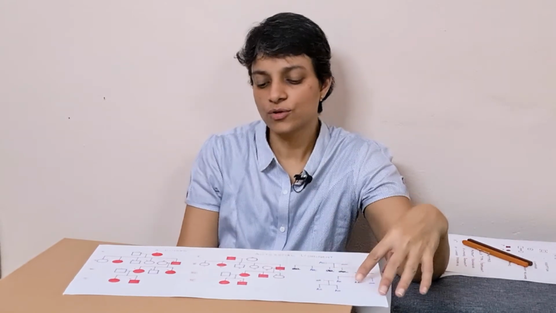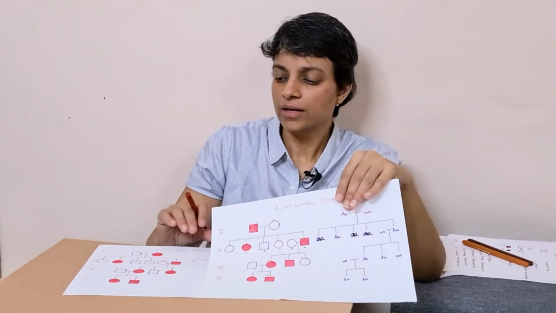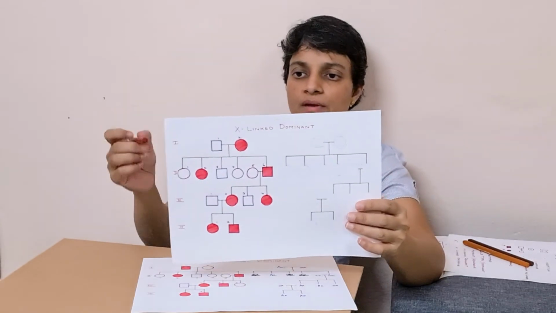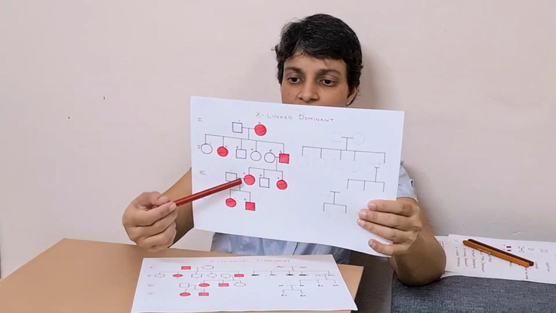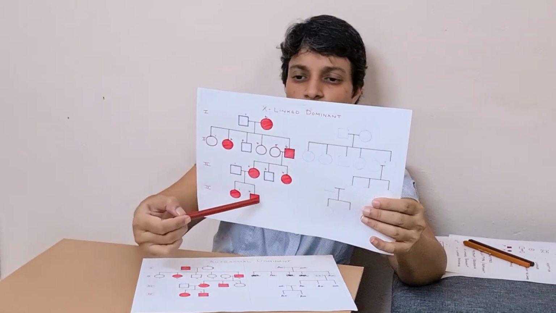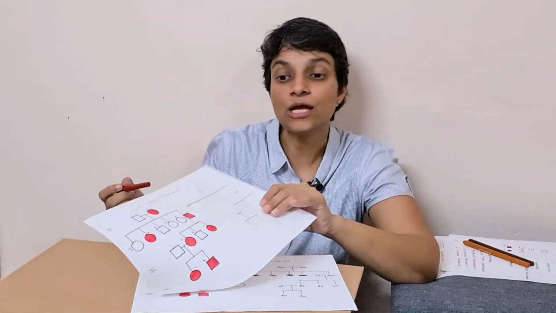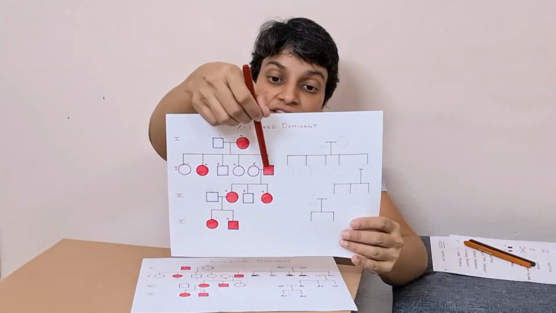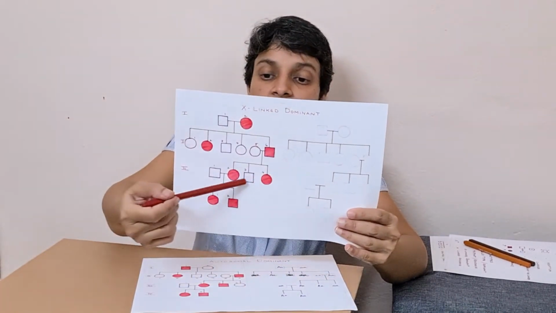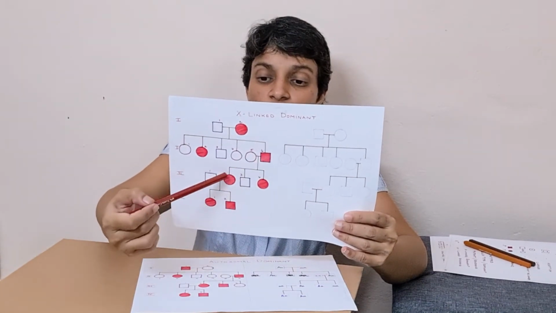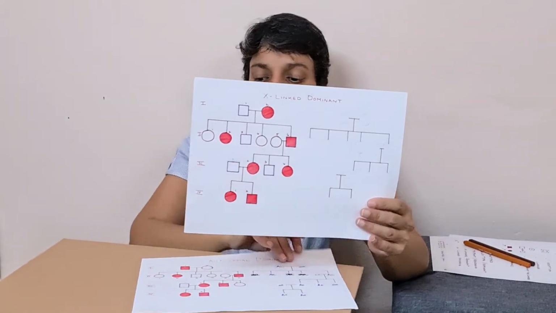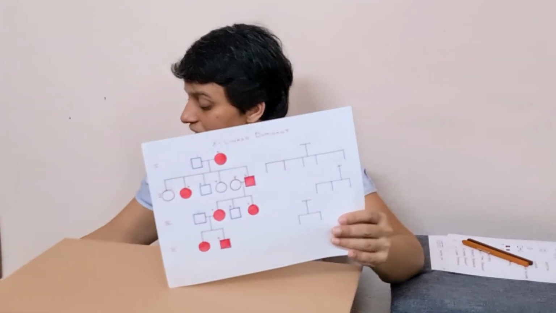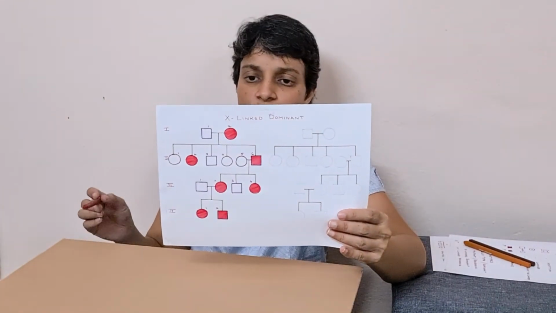If you can notice, in the X-linked pedigree, if mother is affected, boys and girls are equally affected. But if father is affected, only girl children are affected. But in autosomal, no matter which parent is affected, both girls and boys are equally affected.